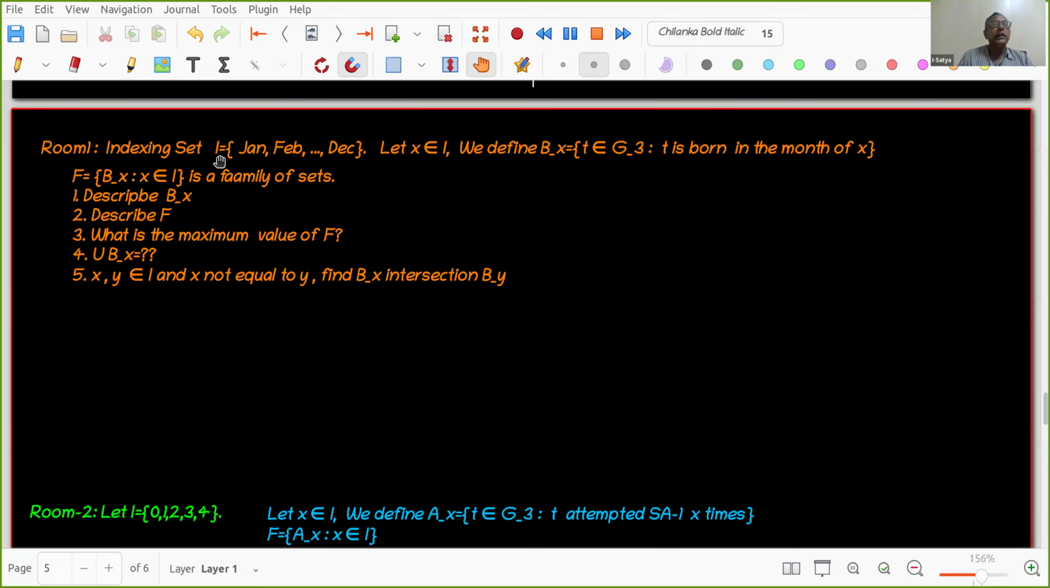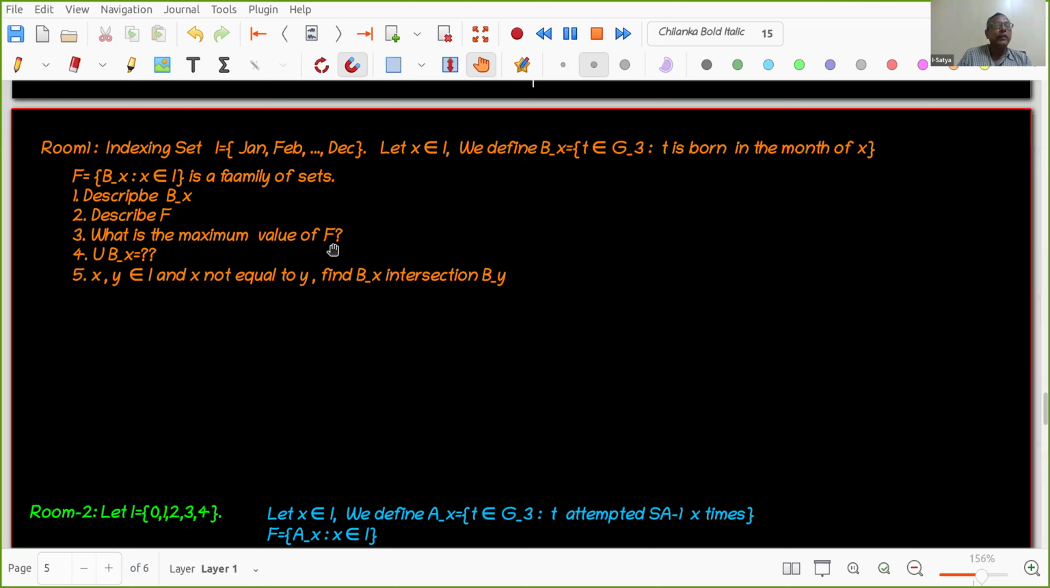So room number 1 people, I am taking the indexing set I as January, February, ..., December. These are months, so x belongs to I means x is a month. I define Bx. What is Bx? T belongs to G3, that means students of G3, the T born in the month x. For example, x is January, then what is B January? So B February. You need to describe Bx, and describe the total F. F is equal to the union of all of them. So this F is a set. What does the set contain? That is what you mean by describe.